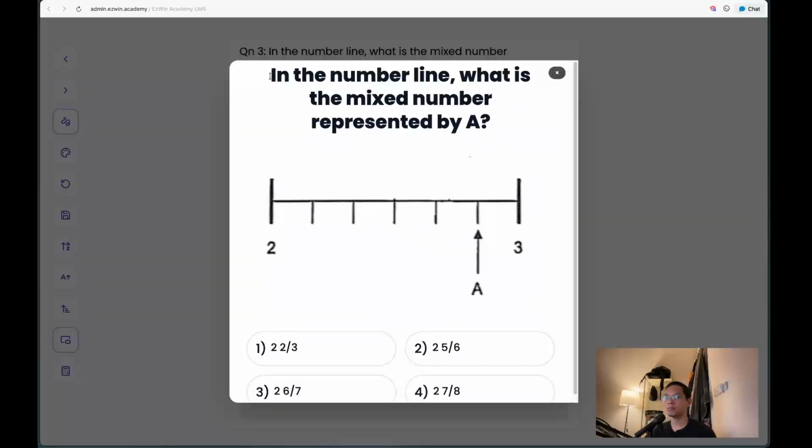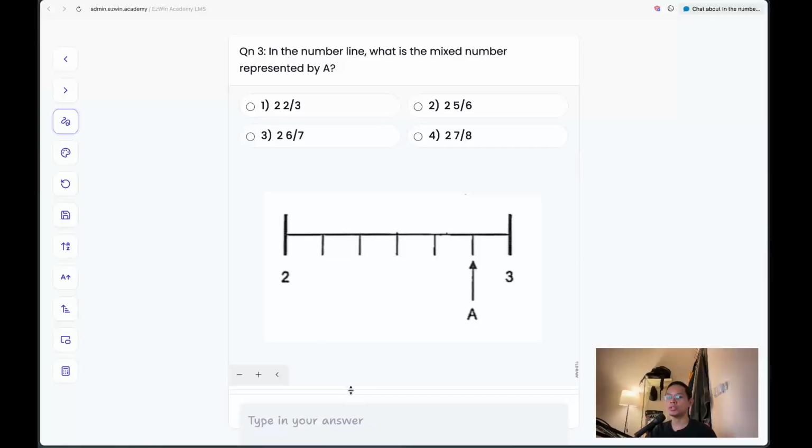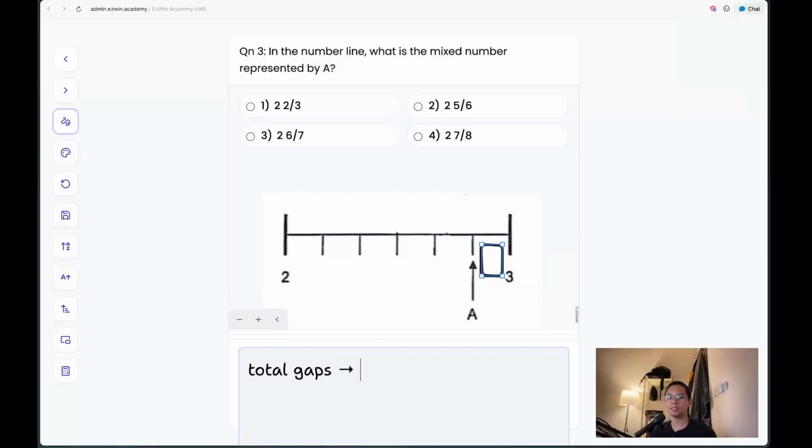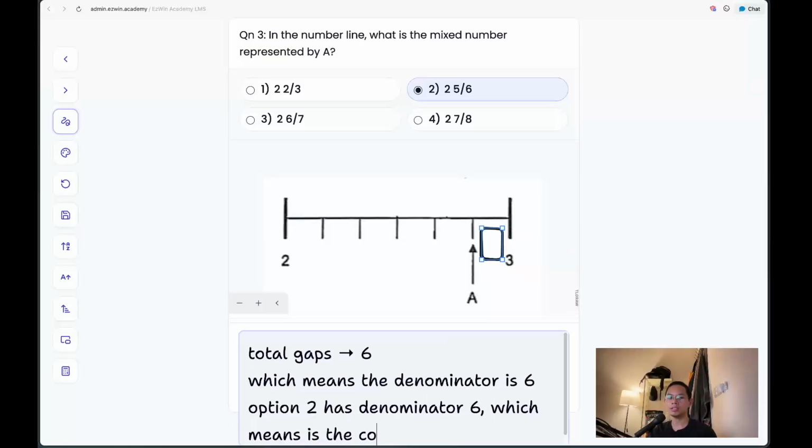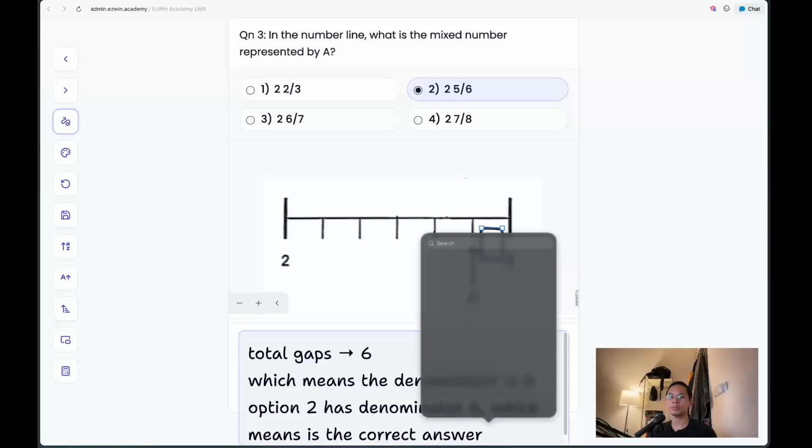Question number 3. In a number line, what is the mixed number represented by A? To solve this, we need to count the number of gaps. So we have 1, 2, 3, 4, 5, and 6. So I'm going to write down here, total gaps is equal to 6, which means the denominator is 6. I think it's pretty straightforward. Over here, option 2 is the answer, right? Option 2 has a denominator of 6, which means it is the correct answer. Okay, in this case, a tick.